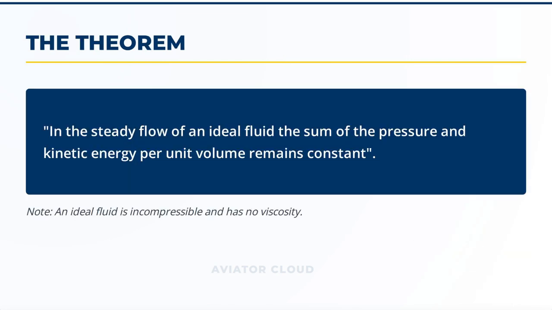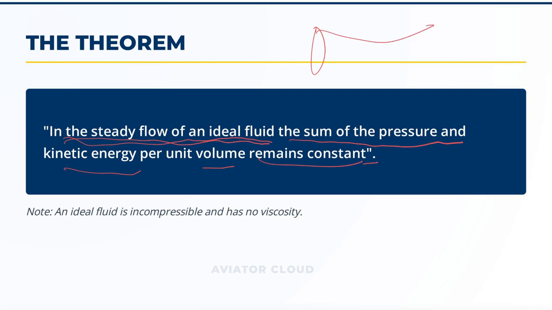The theorem: in the steady flow of an ideal fluid, the sum of the pressure and kinetic energy per unit volume remains constant. I say again, in the steady flow of an ideal fluid, let's say air, the sum of the pressure and kinetic energy per unit volume remains constant.